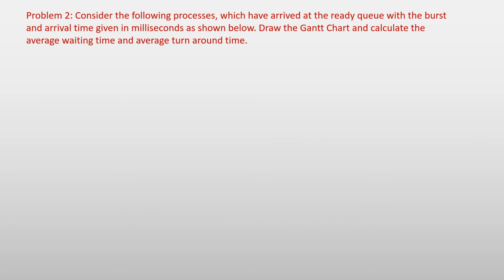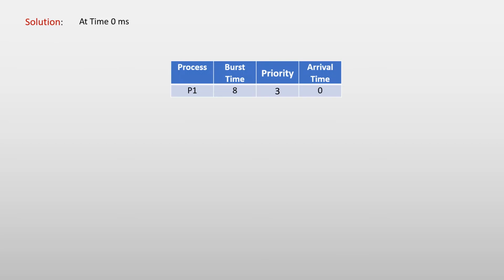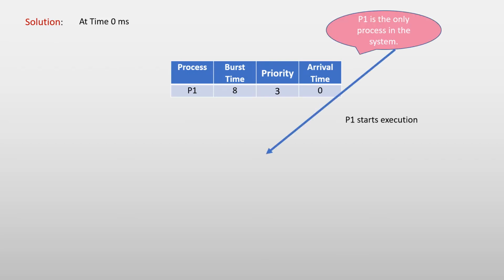Let's see another problem. For these processes P1 to P4, we have already seen this problem. We are just going to see it with priority. At time 0, P1 is the only process in the system, so it starts execution. P1 starts from 0 and it goes on to 8 milliseconds because its CPU burst is 8 milliseconds. Remember that this is a non-preemptive algorithm. So once the CPU is allocated to a process, it finishes its execution and only then leaves the CPU.